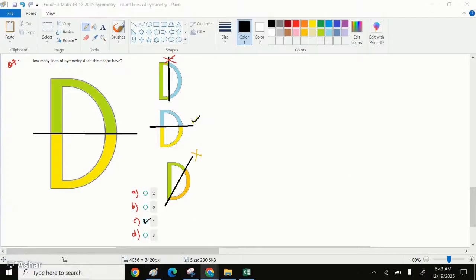Okay, there are a few questions left. Option C, one line of symmetry is there, right?